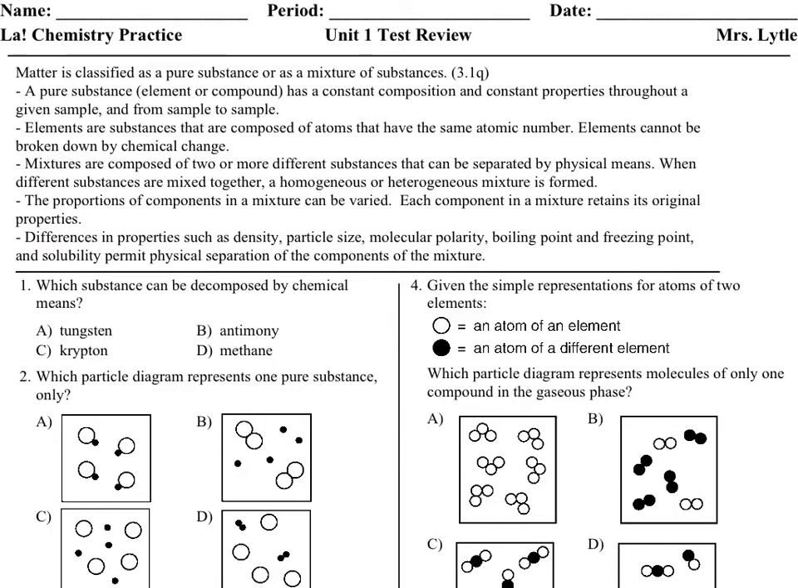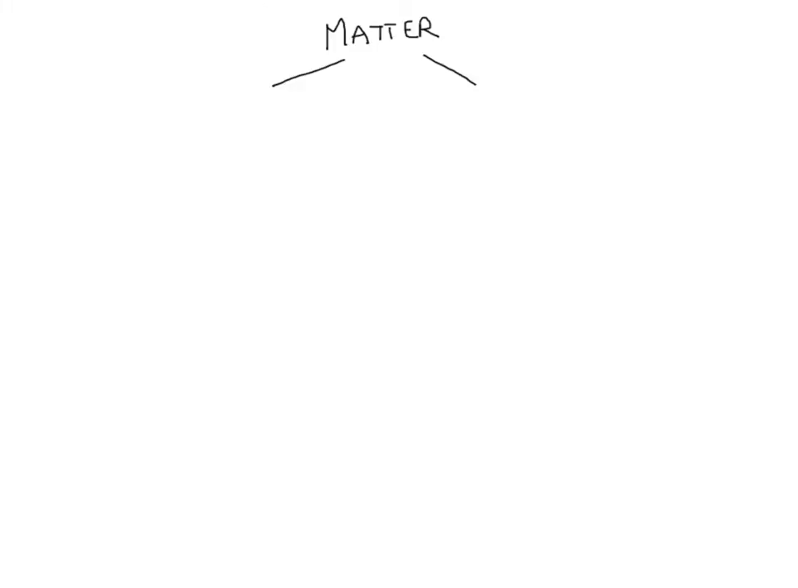Now, in question number 1, it asks, which substance can be decomposed by a chemical means? So I've underlined the keywords. Let's take a second to look at each of those keywords before we actually answer the question. Now let's recall that matter can be separated into pure substances and mixtures. Pure substances have only one particle type, while mixtures will have more than one particle type.